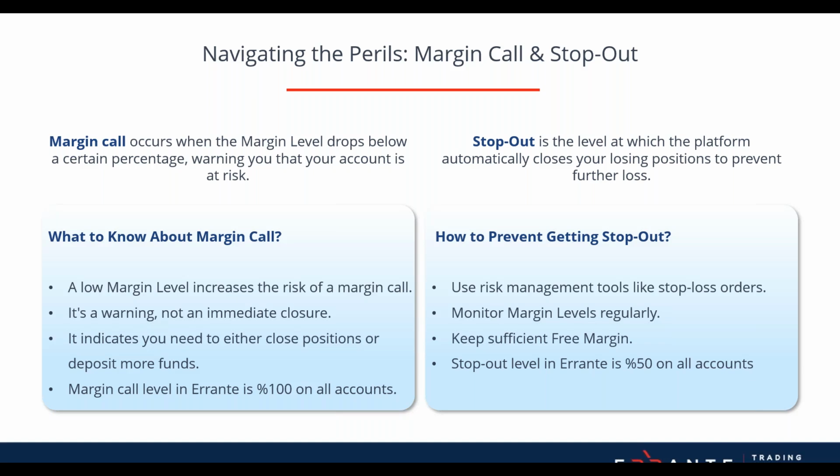Now, if your account equity continues to fall and reaches an even lower threshold, that's where stop out comes into play. A stop out is the automatic closure of your positions, starting with the least profitable ones to prevent further losses. This is the market's final safety net, and it's activated when your account's equity falls below a specific percentage of the required margin.